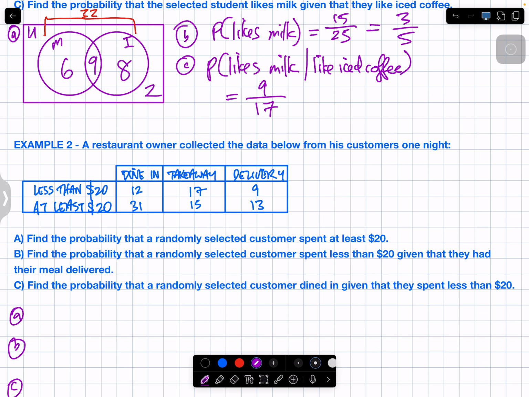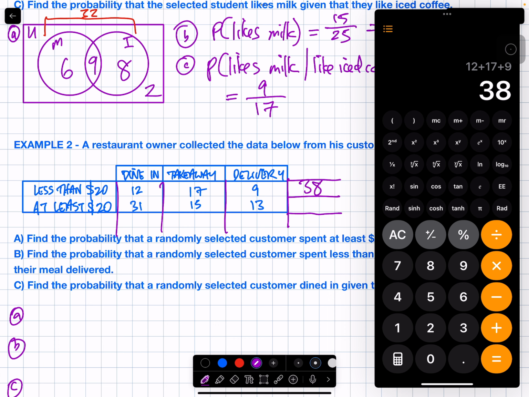Extend it to get totals. Dine in, take away total, delivery total. We're going to have the $20 total there and less than $20 there. So add them up because it's going to assist you answering the questions quickly. 12 plus 17 plus 9. There's 38 people that spent less than 20.